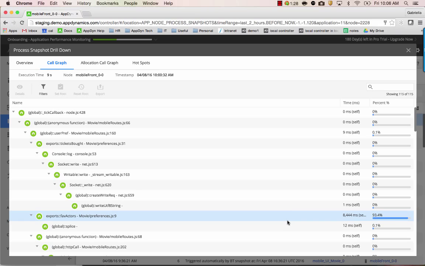Okay, and yes, right over here, we can see the instruction taking 93.4% of the CPU time, taking at least 8 seconds to execute, and we know the exact module, function, and line of code blocking the CPU, forcing requests to wait, and of course causing the performance issue. Let's verify our theory by looking at one more data point, the event loop.